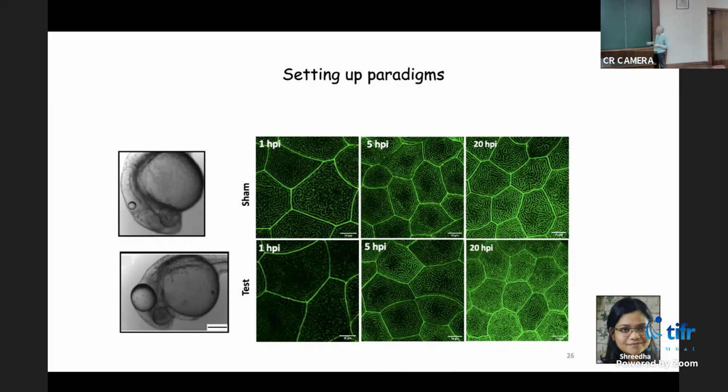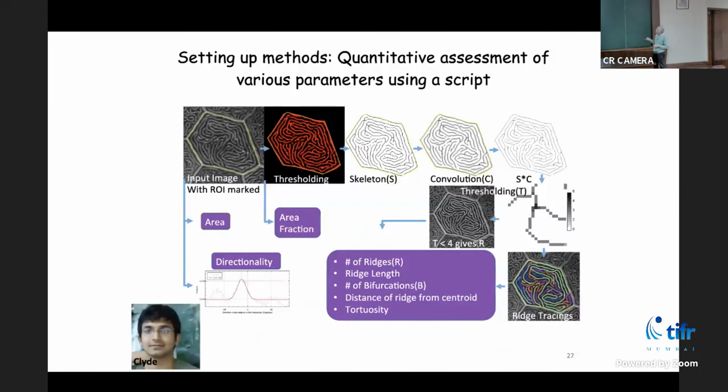You see that the ridges are much more densely packed when they are growing under tension, right? That's one observation that we have. The other thing is that, of course, you need ways to quantify the patterns. You have to have the ways, yeah.